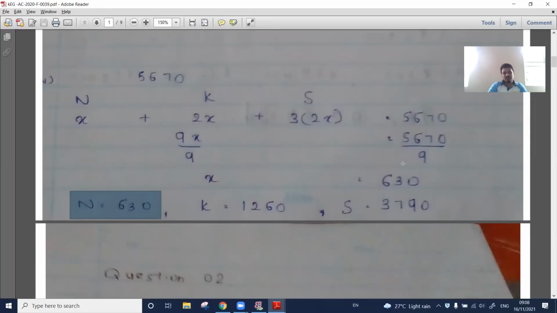So 2 into 630, that is 1,260. Right? And finally Sunil, 6x. 6 into 630, that is 3,760. 90. Hope these answers are correct.